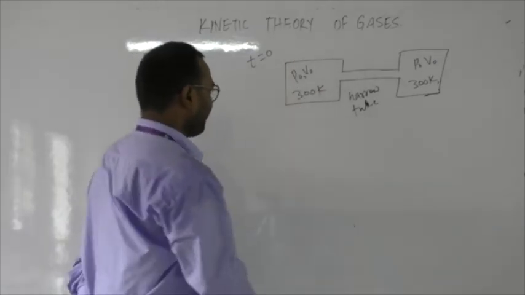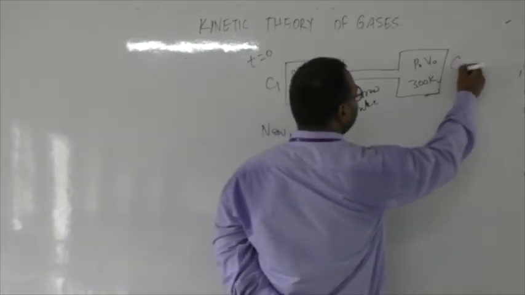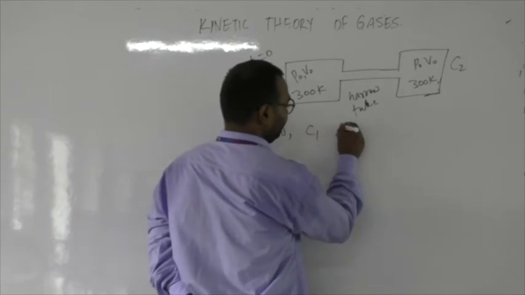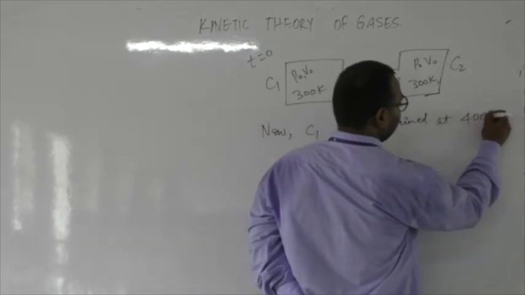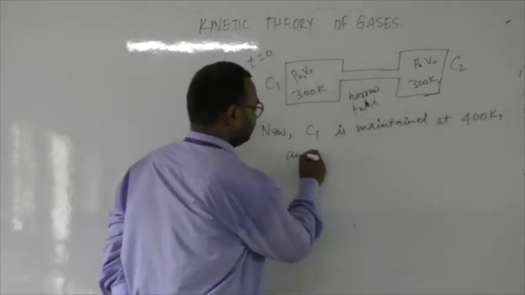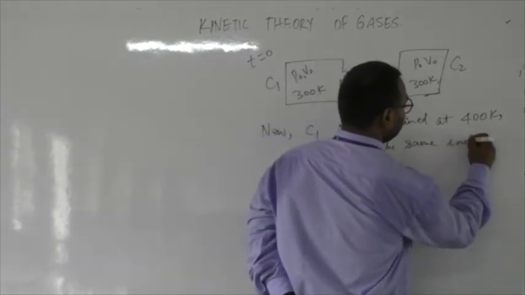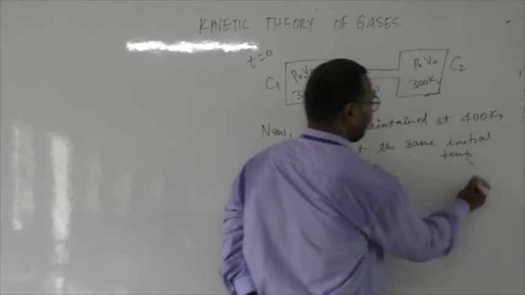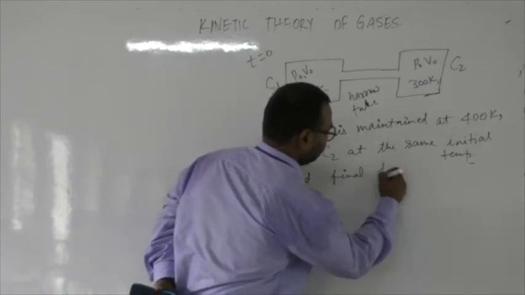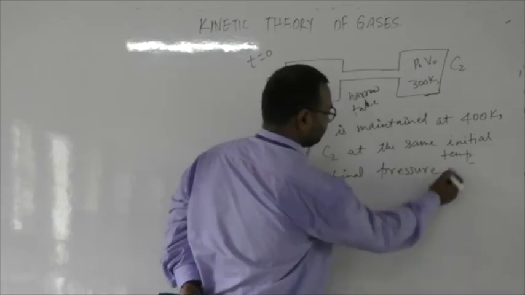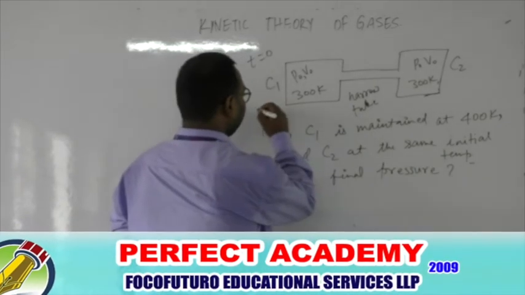Now what happened? Say container 1 and container 2. Now container 1 is maintained at 400 Kelvin and C2 at the same initial temperature. Then find the final pressure. Okay, you have to find the final pressure because C1 is maintained at 400 Kelvin. That means the heating is there.